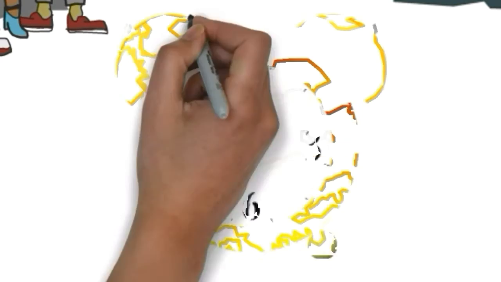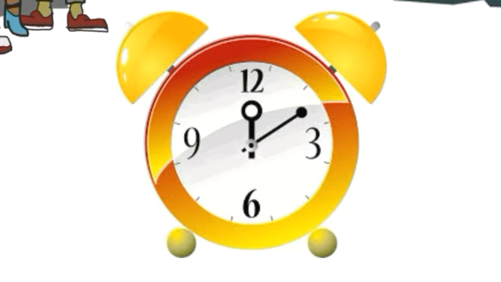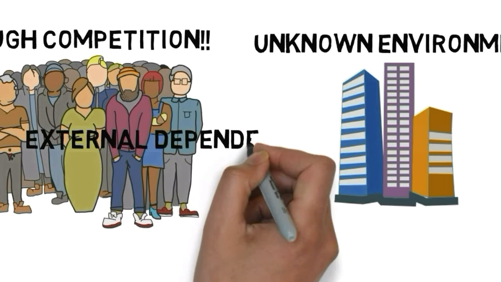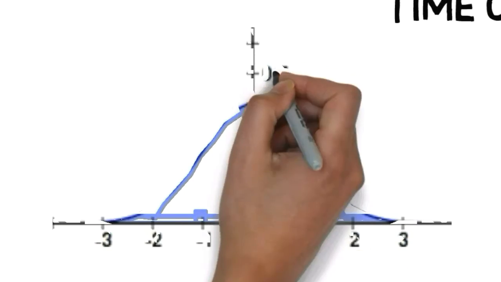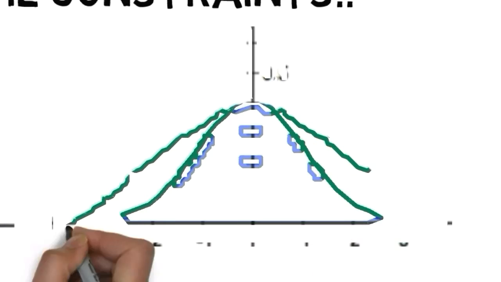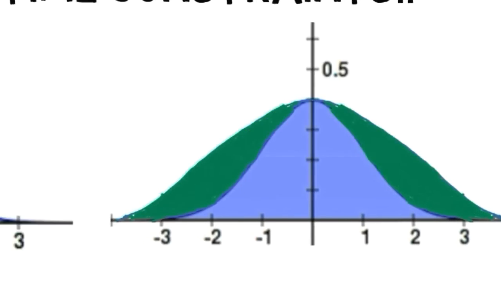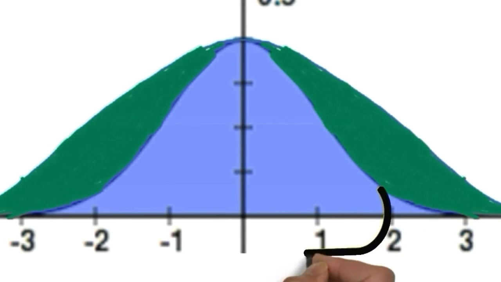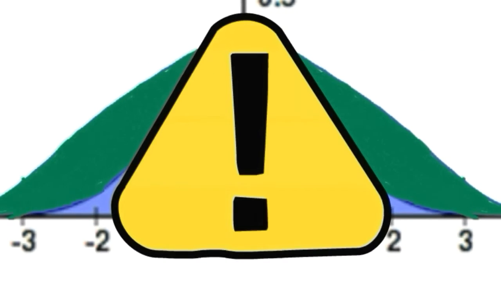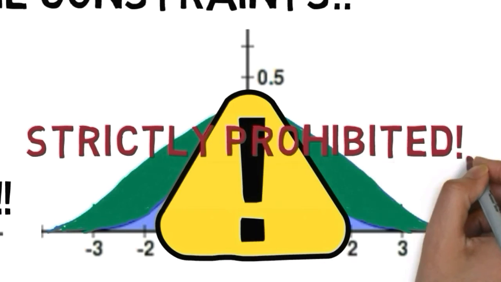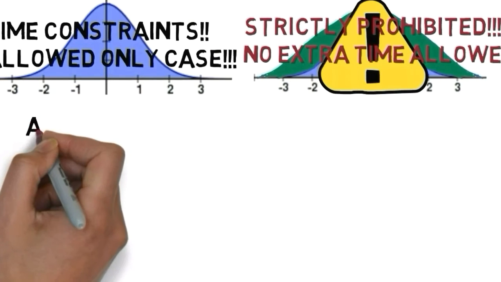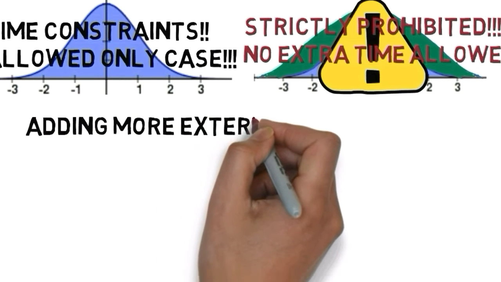Suppose you are to write your job interview paper. There you will have to deal with varying degrees of external dependencies like competition, unknown environment, time constraints, etc. Notice, it's way different than the task of simply drinking water, where there were no essential external dependencies. All those factors will be pounding on you. Note that at the test hall, you are not even allowed to take any extra time in order to complete your task. Let's now analyze this task in detail.